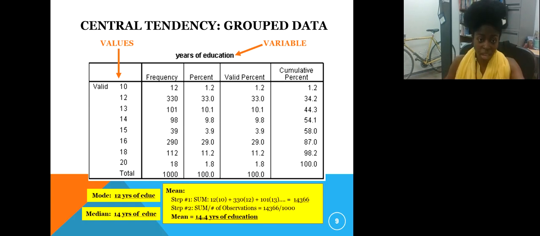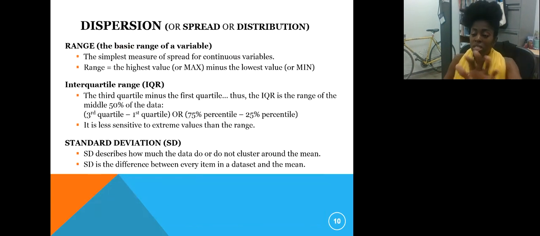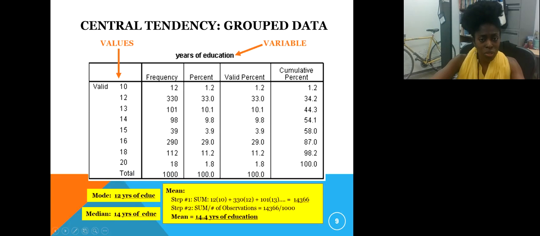So our maximum value for years of education is 20. Our minimum value for years of education is 10, right? That's really important. And that's just the basic range, but we're going to do the same thing with IQR and the same thing with standard deviation. Everything we are dealing with has to do with our values, not frequency.